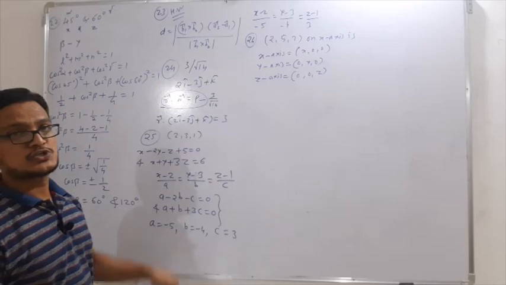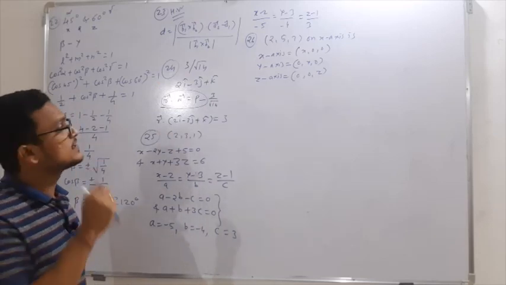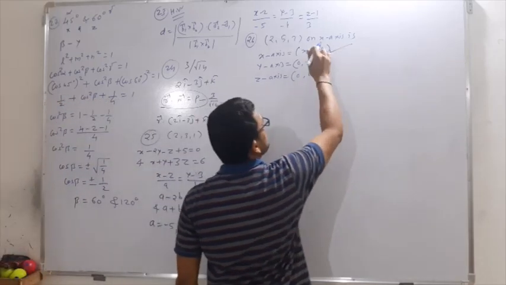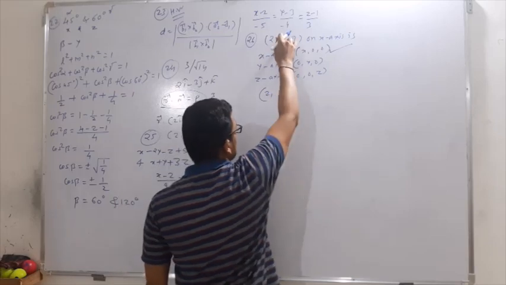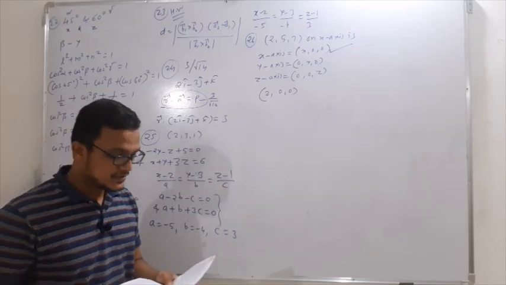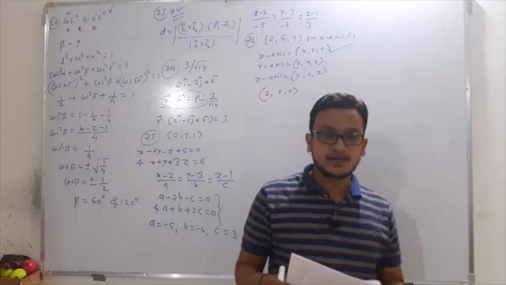Then as per our question, the point they have given is 2, 5, 7, but it is on which axis? X-axis. Therefore the coordinates of the foot of the perpendicular are x 0 0. Therefore the answer is 2 0 0, so the y and z coordinates will be 0. So the answer is 2 0 0. I think option A will be correct.